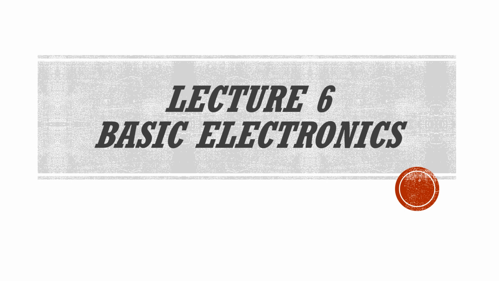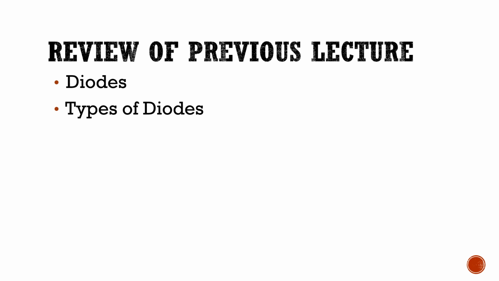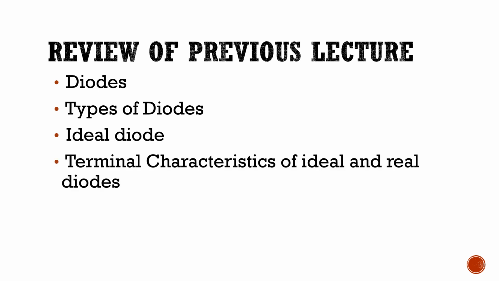This is the sixth lecture of Basic Electronics. First, we will have a quick review of our previous lecture. In your last lecture, you studied about diodes and types of diodes. In your previous lecture, you also understood what is an ideal diode and what are the terminal characteristics of ideal and real diodes.